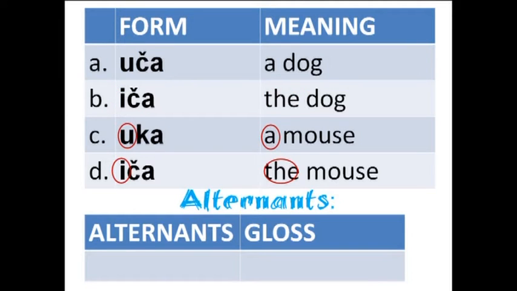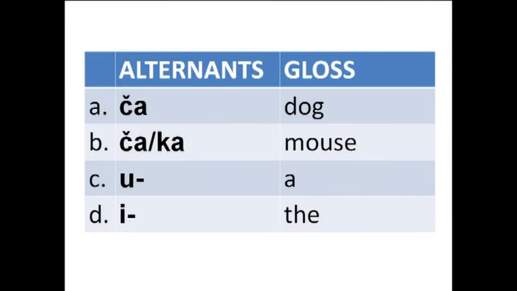Subtracting u and e from C and D, we actually get two possible alternates of the morpheme mouse. So these are all alternates that we have found so far: cha, dog; cha or ka, mouse; u, a; e, the.